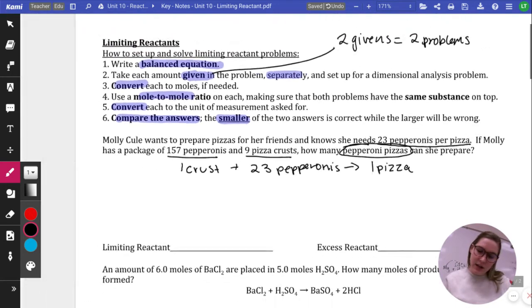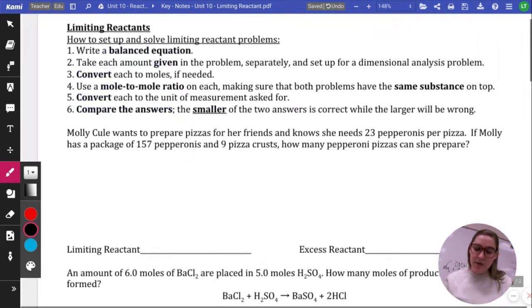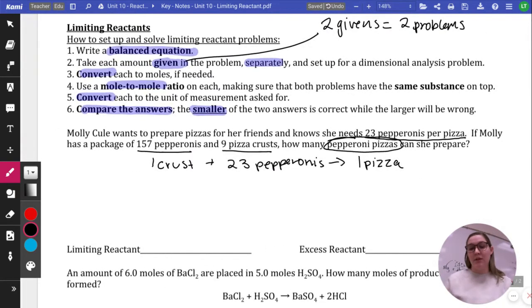All right, now Molly has 157 pepperonis and 9 pizza crusts. So we need to figure out how many pizzas she can make. So we're gonna start with our givens. And we have two givens, 157 pepperonis, 9 pizza crusts. So we're gonna take each of those separately. So I'm gonna start with 157 pepperonis.